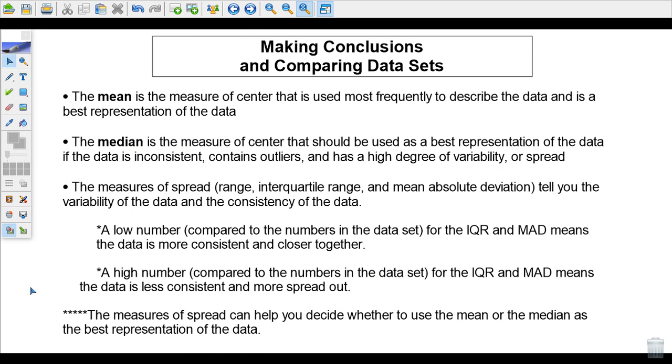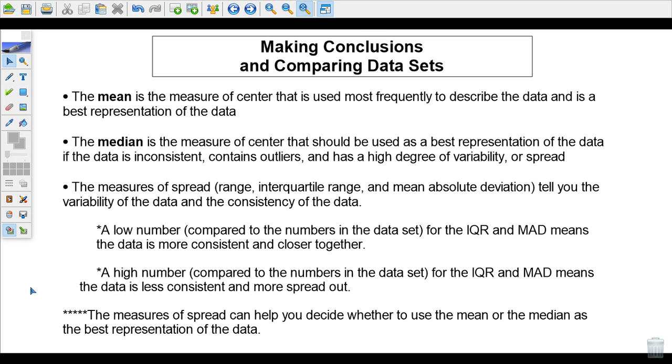So here are several different suggestions, things that I feel are important on making conclusions and comparing data sets. This would probably be a good time to pause the video and copy some of these notes on this slide and on previous slides, and then unpause it when you're finished. You don't have to copy it word for word. You can kind of paraphrase and write it in a way that makes sense to you. But I would pause the video, go back and copy some of these things because you will need these as you are working this week.